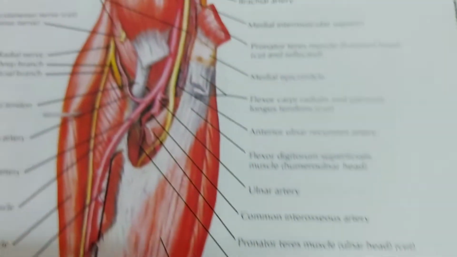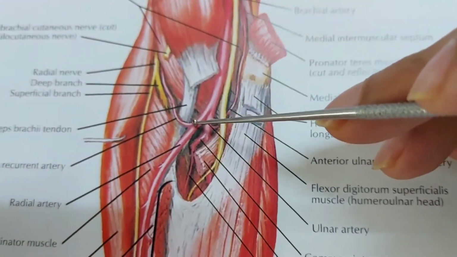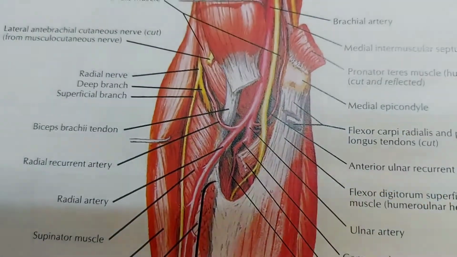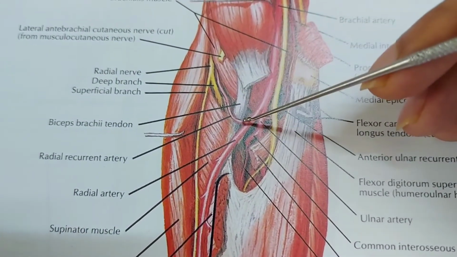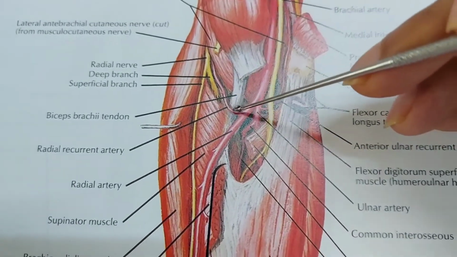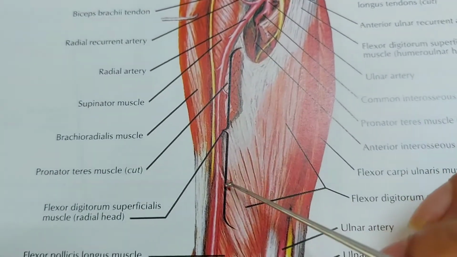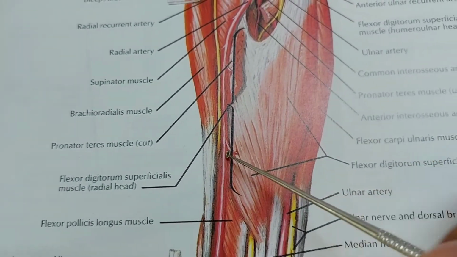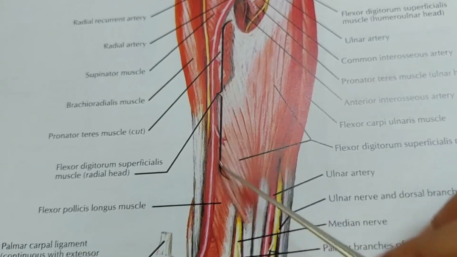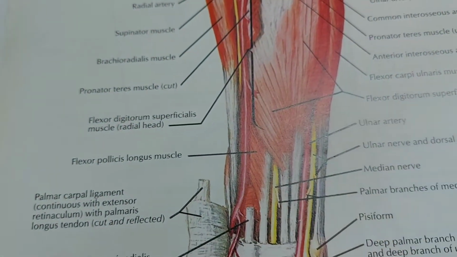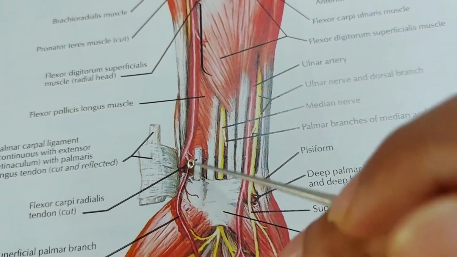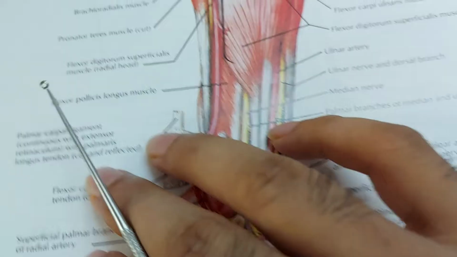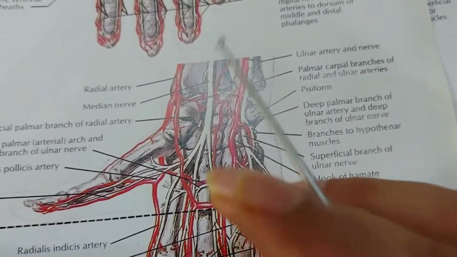The first branch of the radial artery is the radial recurrent artery. It passes upward, and here we see some muscular branches. This is the muscular branch to the flexor digitorum superficialis and other muscles. These are the muscular branches, and then we see the superficial palmar radial branch. Here we see all the branches of the lower part of the radial artery.